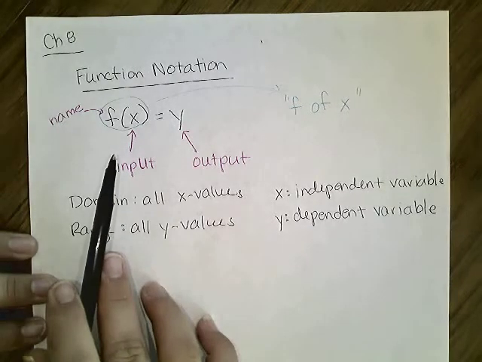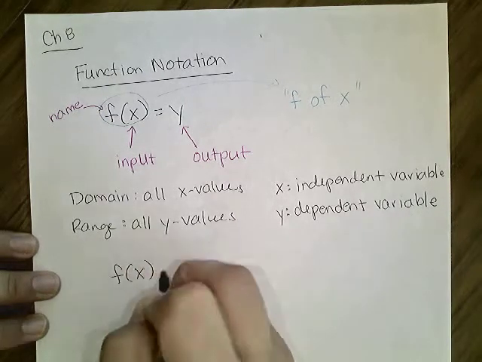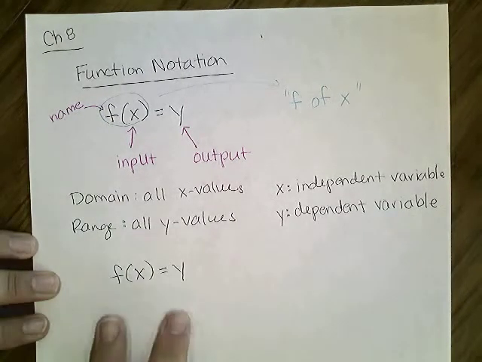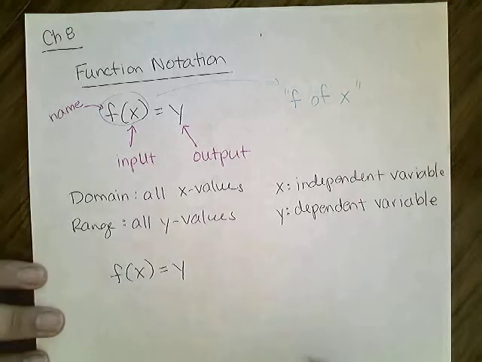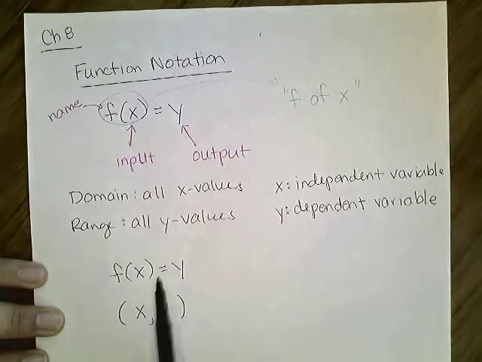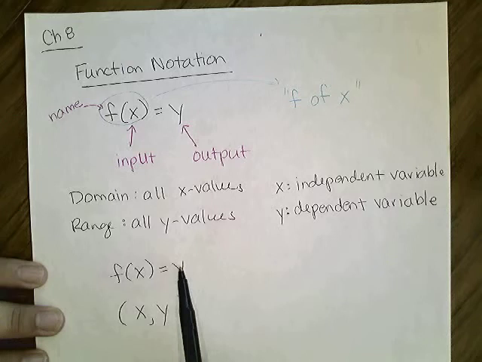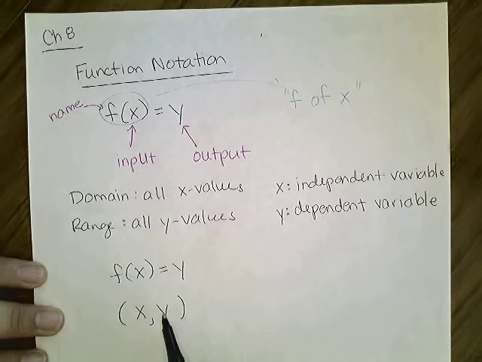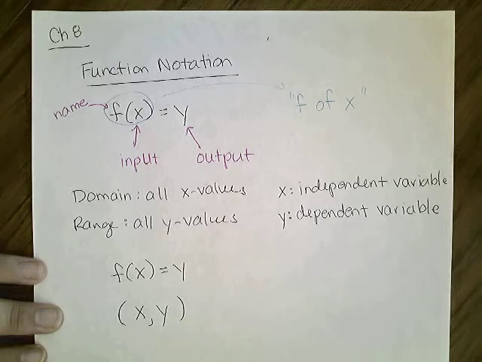Just a last bit of information, when we have function notation like f of x equals y, it's another way of representing an ordered pair. If we look at our ordered pair, we normally have x, comma, y, which is the same thing that we have here. We have our input x, and then we have our output y. So that's just another thing that we want to use to help us relate this to things that we already know about.